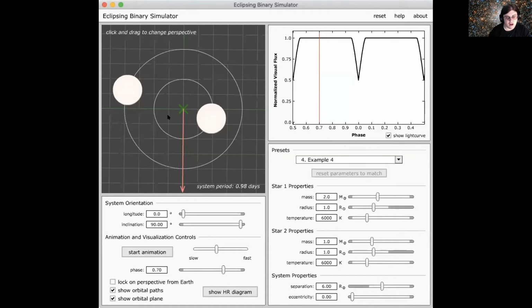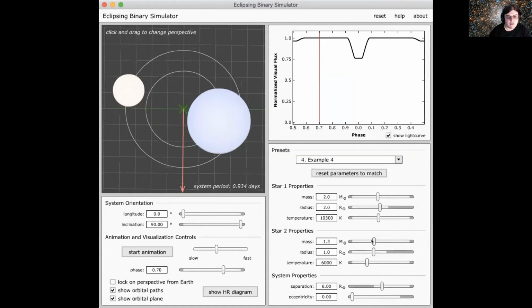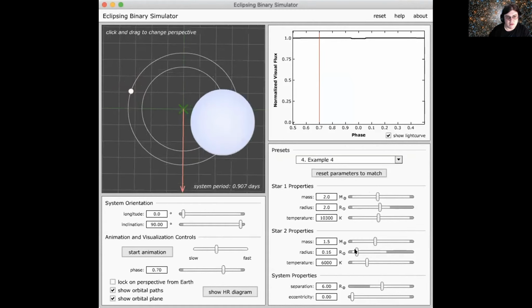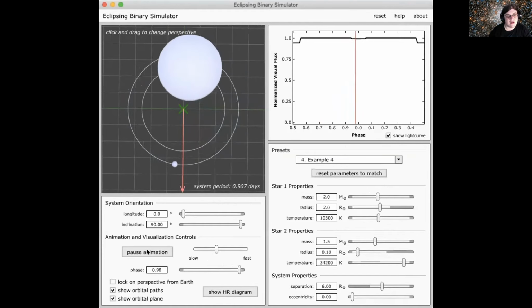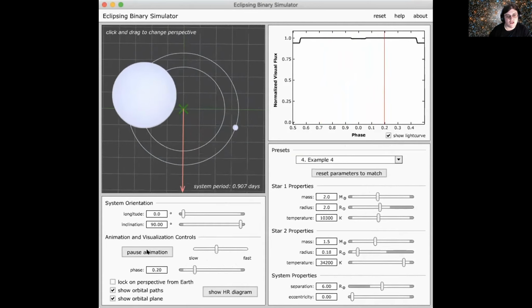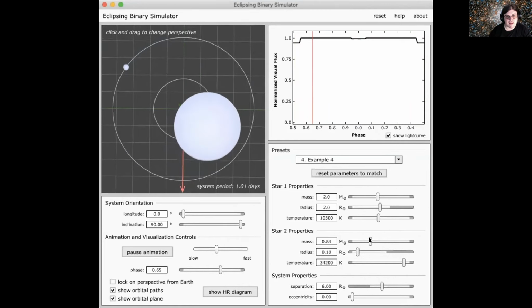So here we have two stars. Let's make one of them kind of Sirius A-like. Looks about right, and one of them will be our Sirius B. It's a little tiny, very hot star. There we go. Now, what happens here is because these two stars are relatively, that's a bit big for Sirius B. Let me fix that.